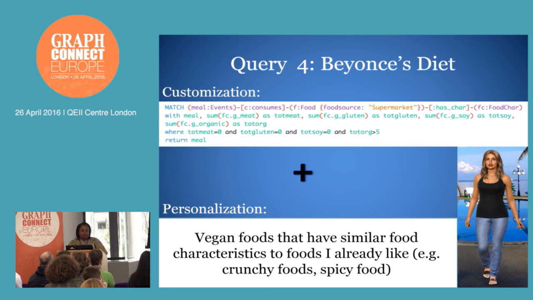And then you can add the personalization aspect too. So maybe vegan foods that have similar food characteristics to things you already like. So if you like crunchy foods and you like your potato chips, maybe you'll really enjoy some kind of carrot salad that has this, that, and the other, so that you can make that transference or that substitution a little bit easier.